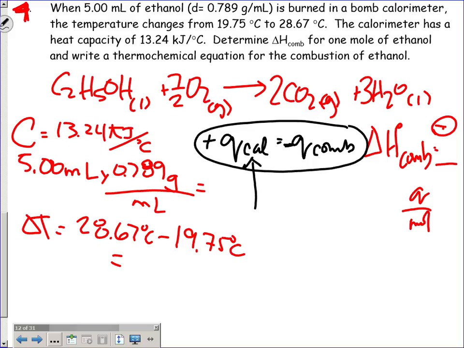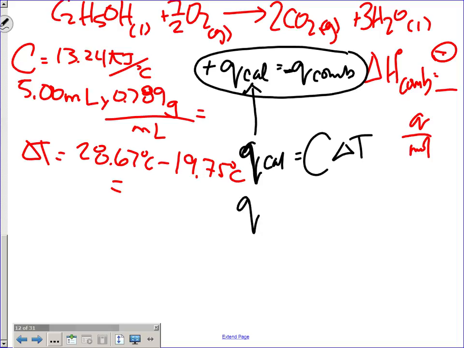Say again? I can't do MCAT because we don't know the mass of the calorimeter itself. But I can just do CΔT. Okay, big C delta T. So Q of the calorimeter is equal to big C delta T. Okay, so Q cal is equal to 13.24 kilojoules per degree C.